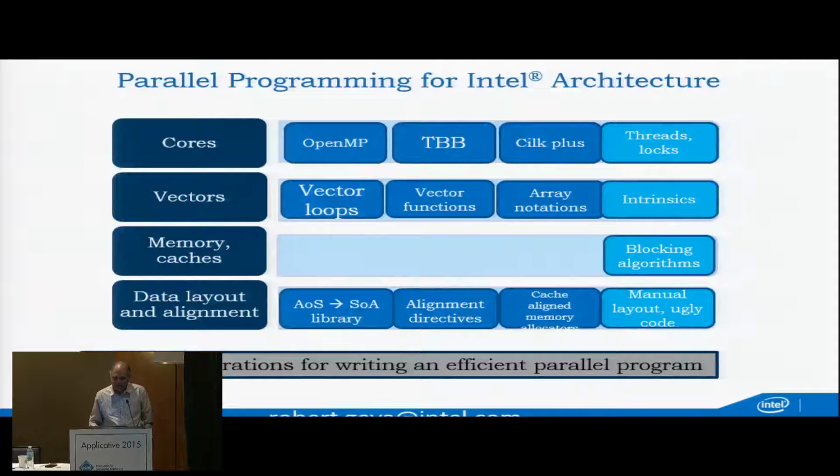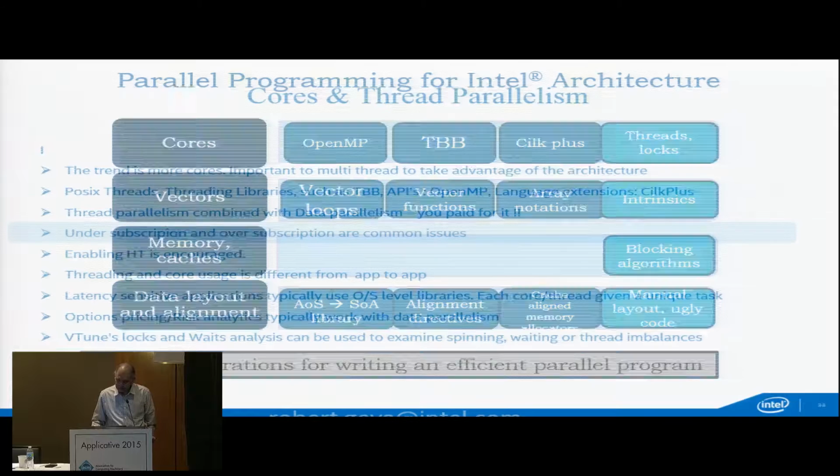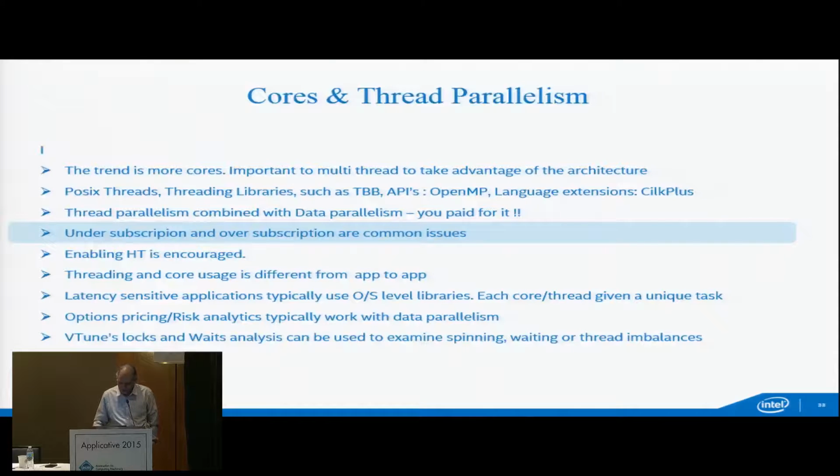Okay, codes and threads. I believe we covered this: data alignment, array of structures to structure of arrays, cache aligned memory blocks, vector loops, and Uli must have done a great job here in any case. So the trend is towards more cores and thread parallelism with data parallelism. You paid for it, go ahead and use it.